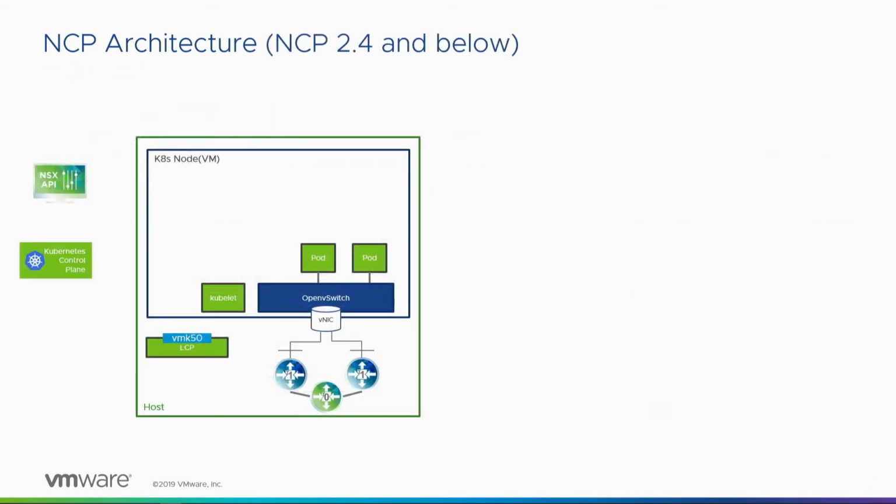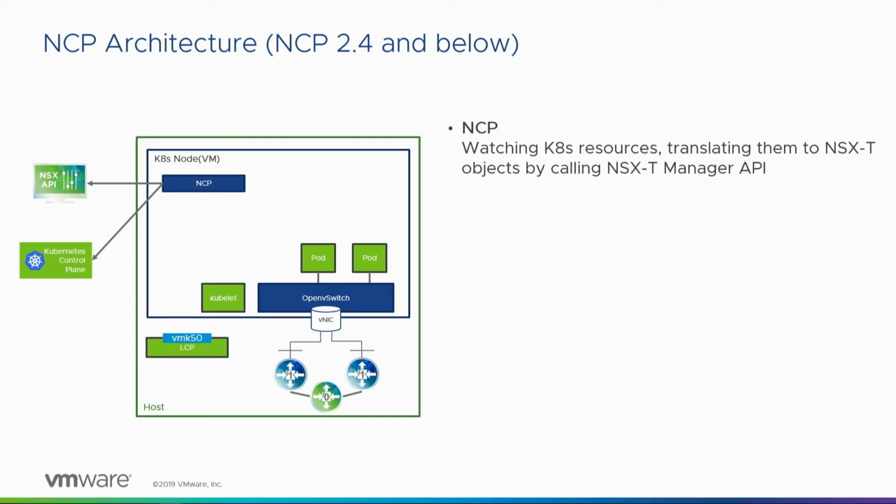Okay, so moving on to what NCP is really made up of. NCP is basically running as a pod. It's watching the Kubernetes API and then translates and creates all the objects in NSX-T. In NCP, there are also other components as well. So let's take a look. One of them is the NSX node agent. It's a pod, and there's a container called NSX node agent running in it.